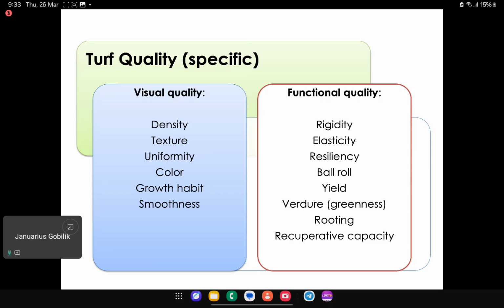And then in the functional quality, you also need to be concerned about the value or the greenness. Of course, it's also related to the color in the visual quality.